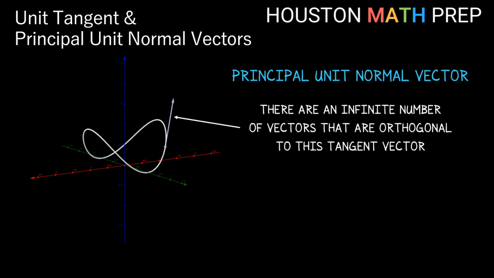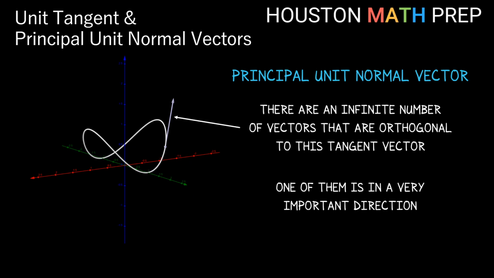And if you remember from our video about normal vectors, there are an infinite number of vectors orthogonal to this one, and they all lie in the same plane, pointing every direction that lies in that plane. But there's one in particular that we're very interested in much of the time, this principal unit normal vector.